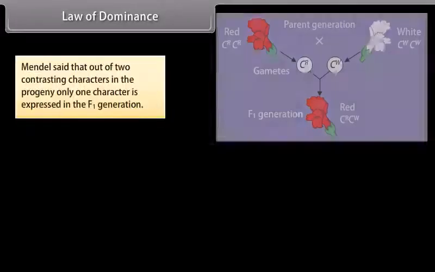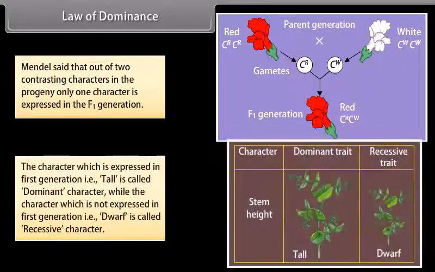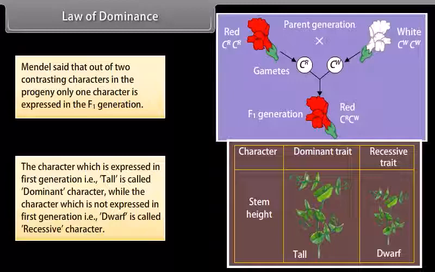Law of dominance. Mendel said that out of two contrasting characters in the progeny, only one character is expressed in the F1 generation. The character which is expressed in first generation, that is, tall, is called dominant character, while the character which is not expressed in first generation, that is, dwarf, is called recessive character.